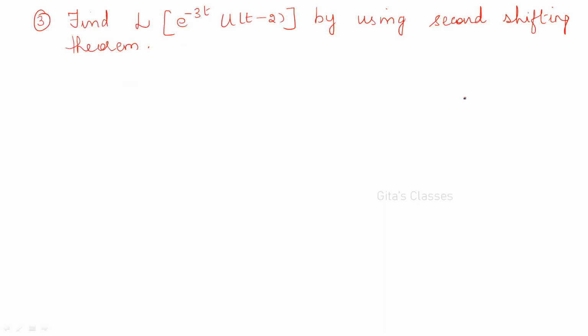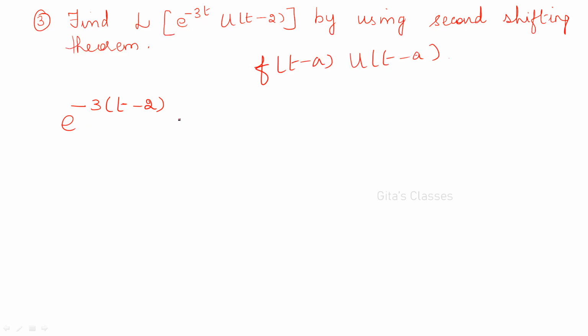Next question. Find L of e power minus 3t into u of t minus 2 by using second shifting theorem. So if you want to use second shifting theorem, always the function should be of this form: f of t minus a into u of t minus a. So here u of t minus 2 is there. So e power minus 3t, you have to represent this as a function of t minus 2. So I can write it as e power minus of, I want t minus 2, right? So what is left out here? E power minus 3t is only available.